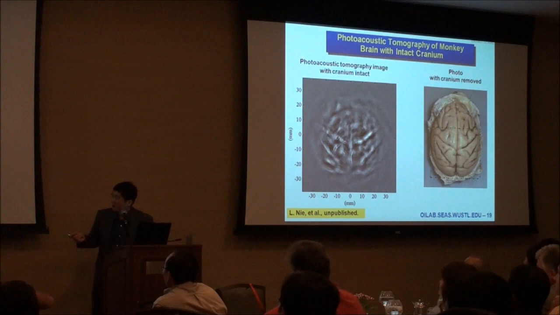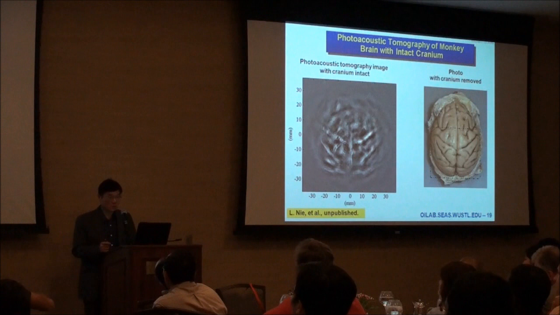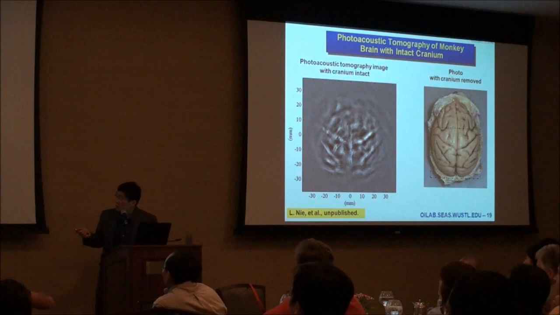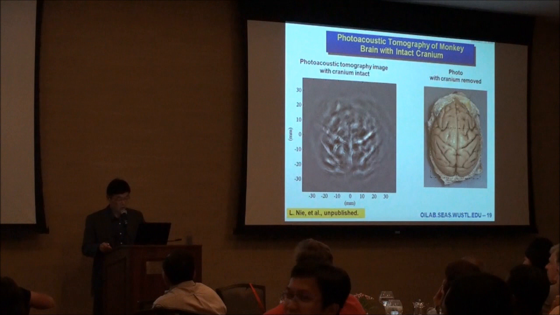And now here, when the skull gets thick, there's going to be ultrasound wavefront distortion. So this is without any correction. While we're working on correction methods, hopefully the images will get even better down the road. Even without correction, you can see some features that correlate quite well with this invasive photograph. And so we're trying to image neonates as our next goal, and eventually adult human brains.